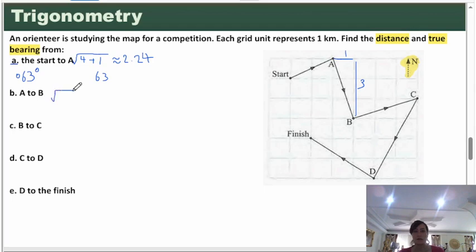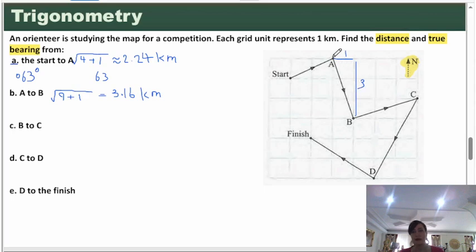So I said the square root of 3 to the power of 2, which is 9, plus 1 to the power of 2, which is 1, so it would be square root of 10, which gives me almost 3.16. Oh, I forgot to put my unit, kilometer. So kilometer here is my unit. I will go to find the bearing.